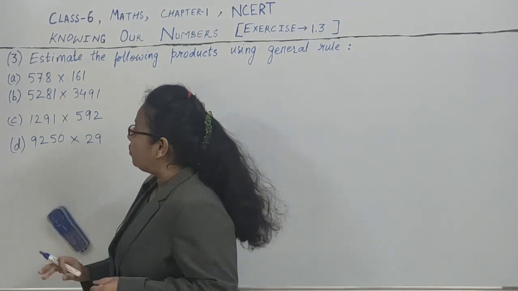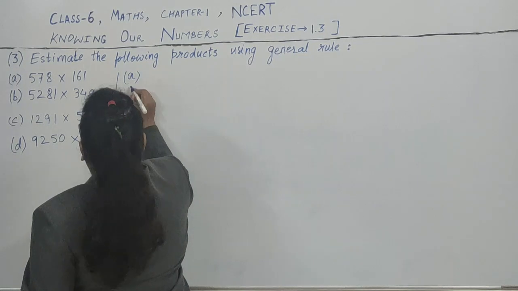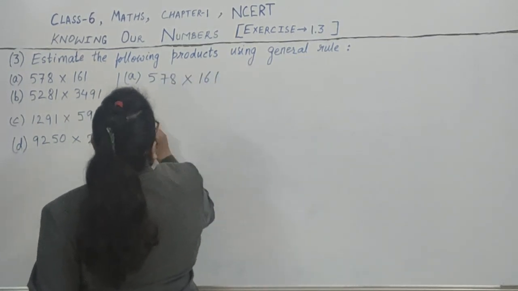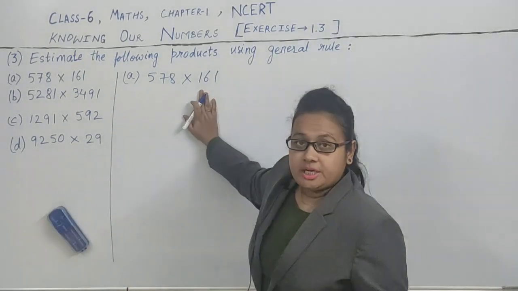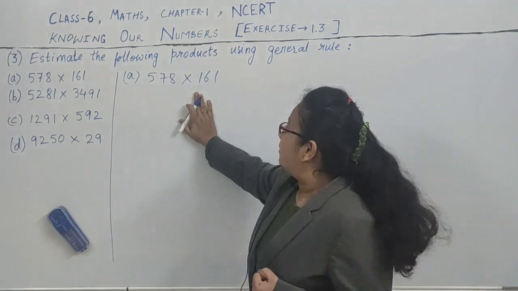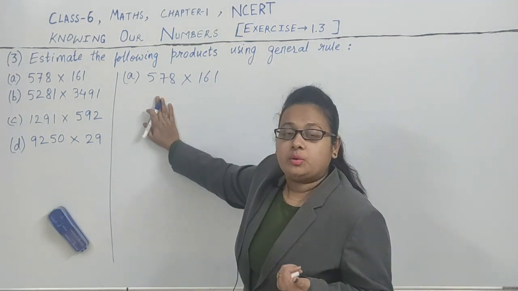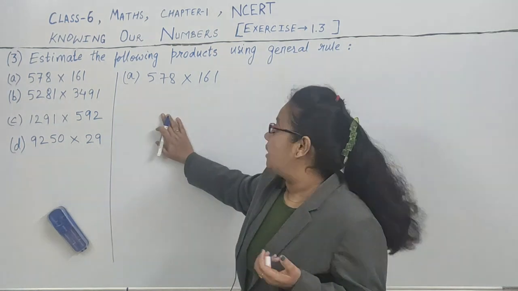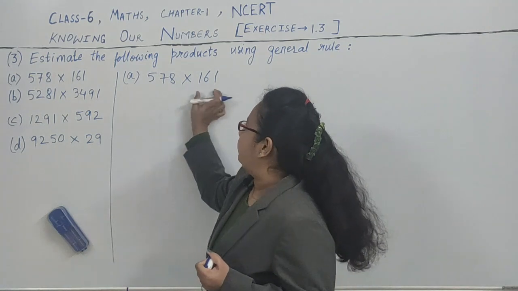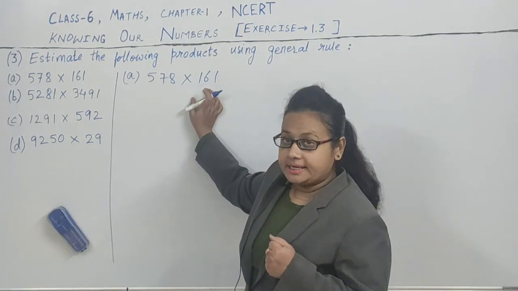So we will make use of the general rule and solve all these questions. What is the general rule? Let us do question A: 578 into 161. How will we round off these numbers? To which place will we round off? Will we round off to the nearest tens or hundreds? We don't know. So the general rule says that each number should be rounded off to its greatest place.